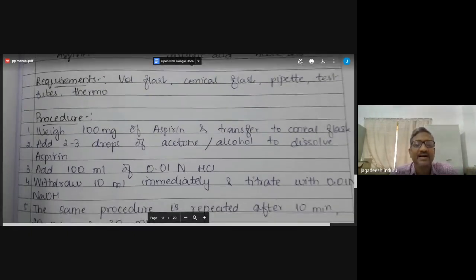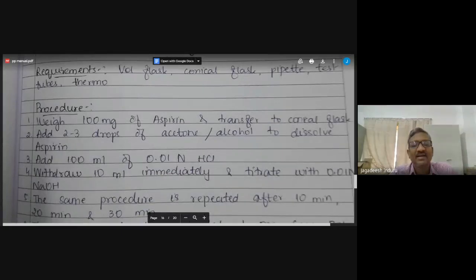Then we add 100 ml of 0.01 normal HCl. In that HCl, aspirin will get converted into salicylic acid and acetic acid. So we take 10 ml of the sample immediately without degradation, that is at the 0 point, and we titrate with 0.01 normal NaOH. It will give the starting point of your journey, where the initial material is kept ready.